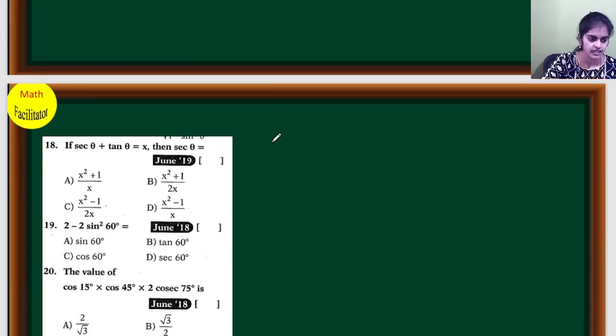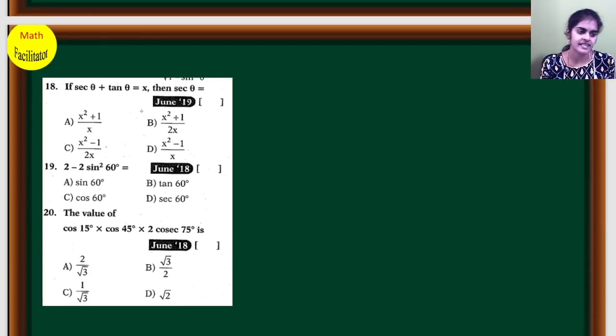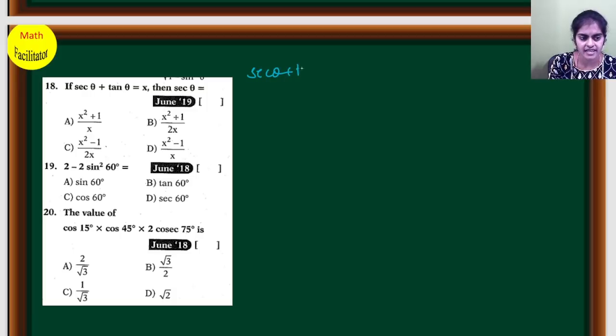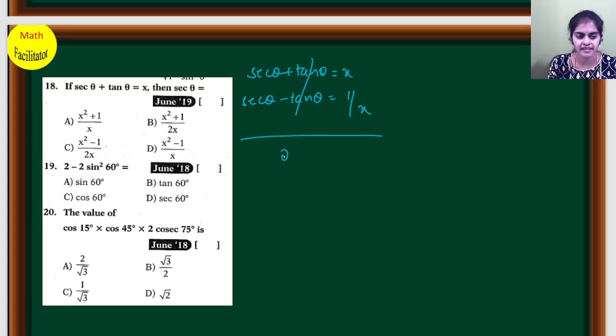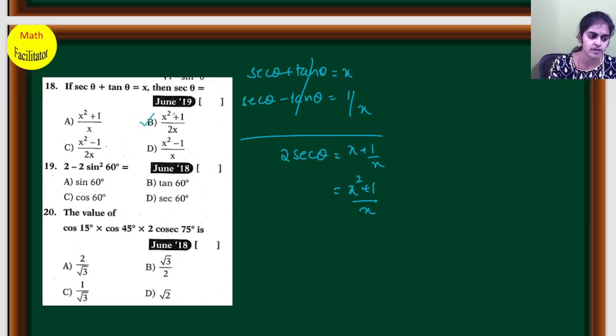Okay. Secant theta plus tan theta is x. You know secant theta plus tan theta is x. What is secant theta minus tan theta? Again the same question. 1 by x. So if I add this, 2 secant theta will be equal to x plus 1 by x, or I can write this as x square plus 1 by x. So secant theta will be x square plus 1 by 2x. Okay. So what is this value now?